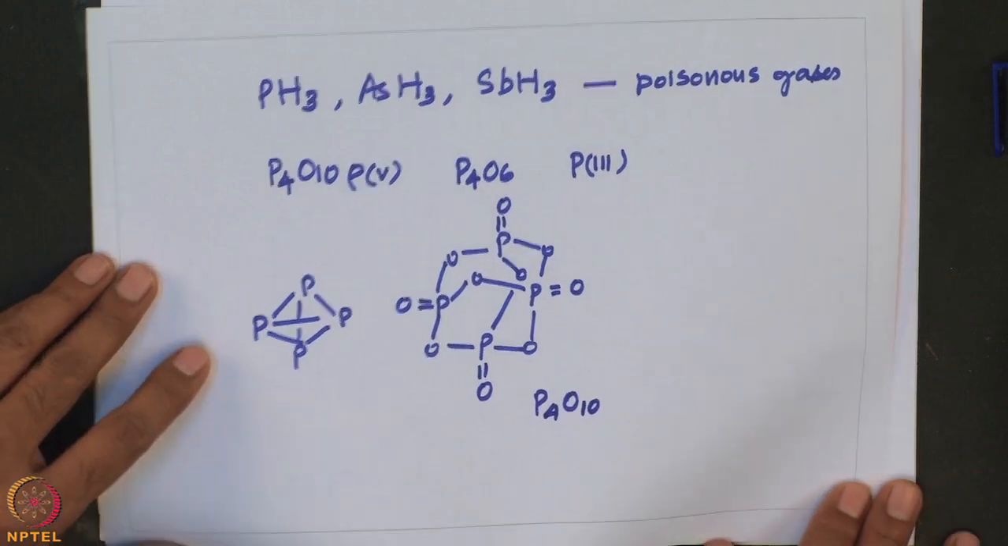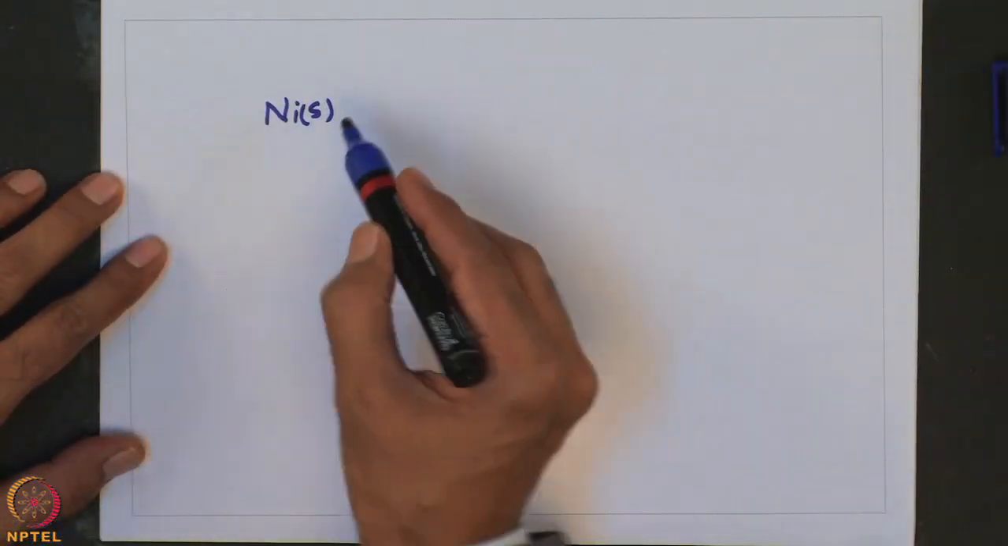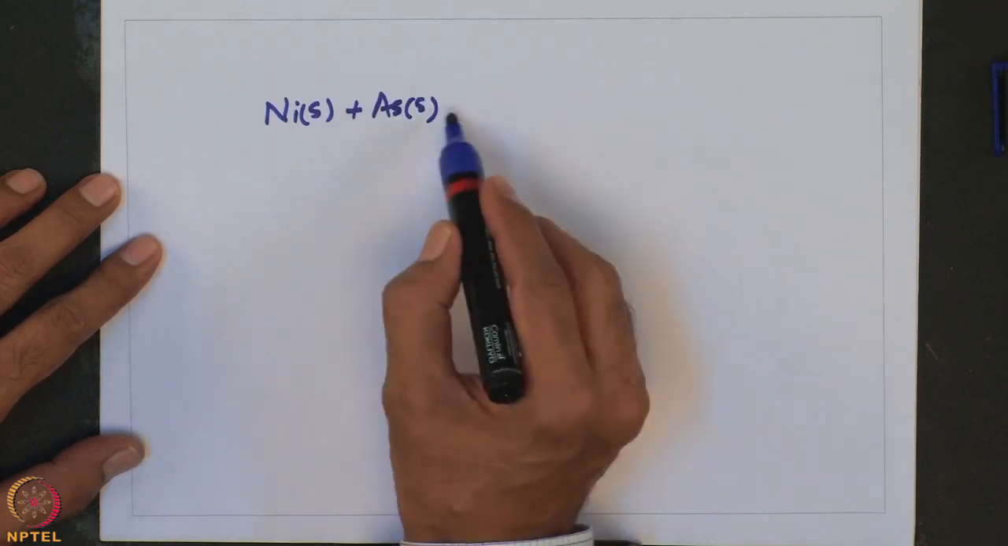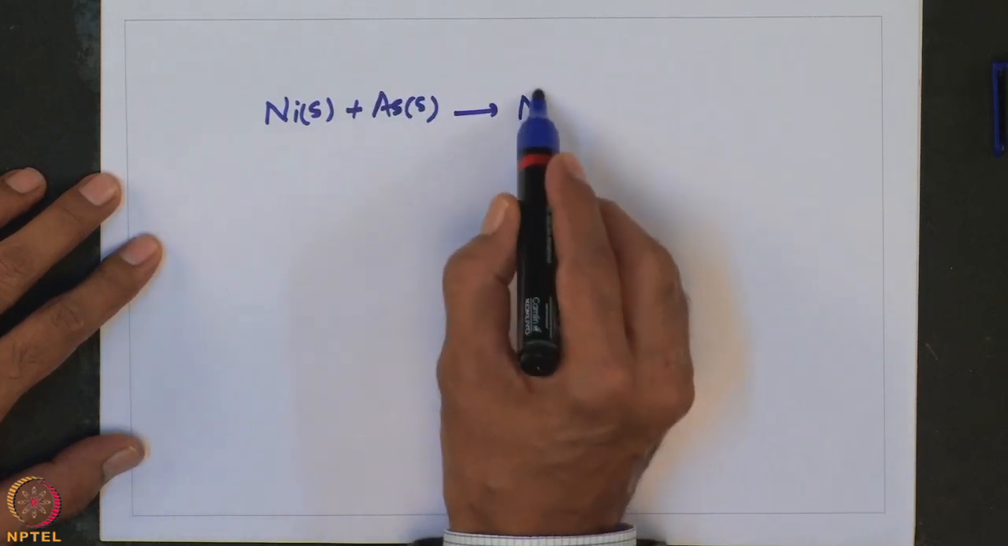Okay. So, indium and gallium arsenides and antimonides are essentially semiconductors. The compounds formed between metals and arsenic, antimony and bismuth can be prepared by direct reaction of the elements. For example, nickel, when it is treated with arsenic, it gives nickel arsenide.